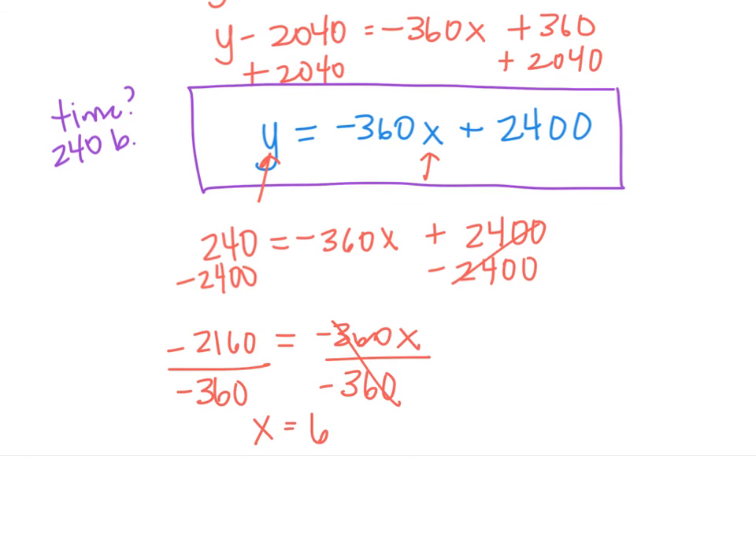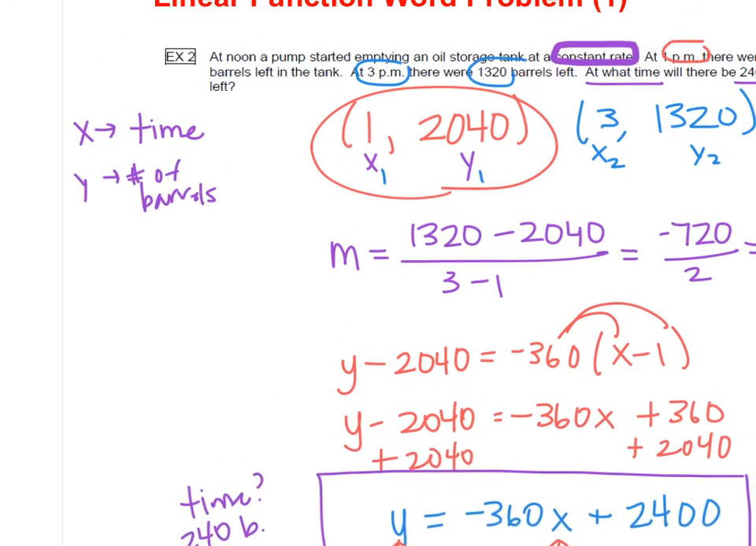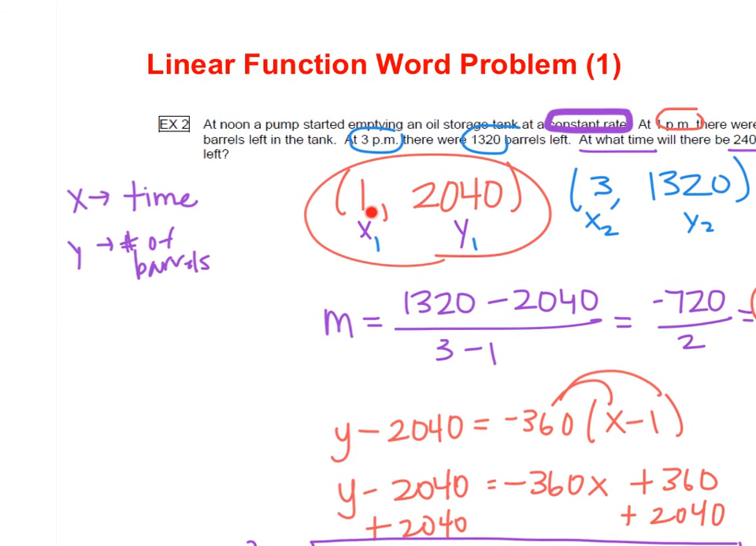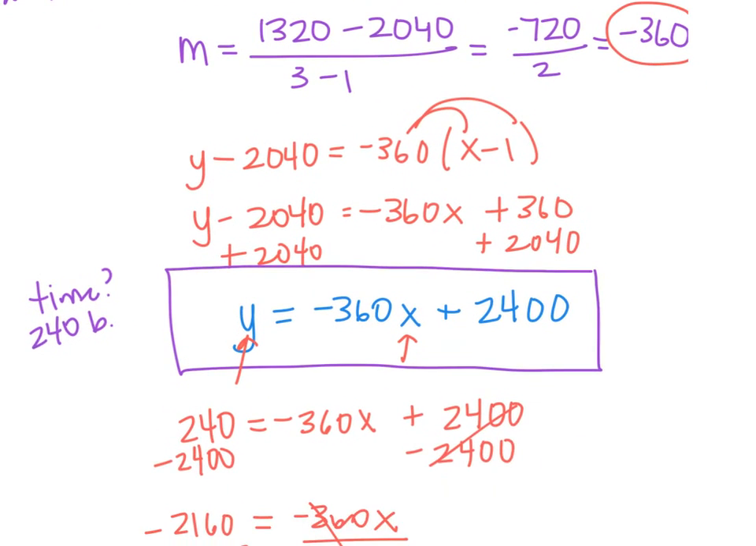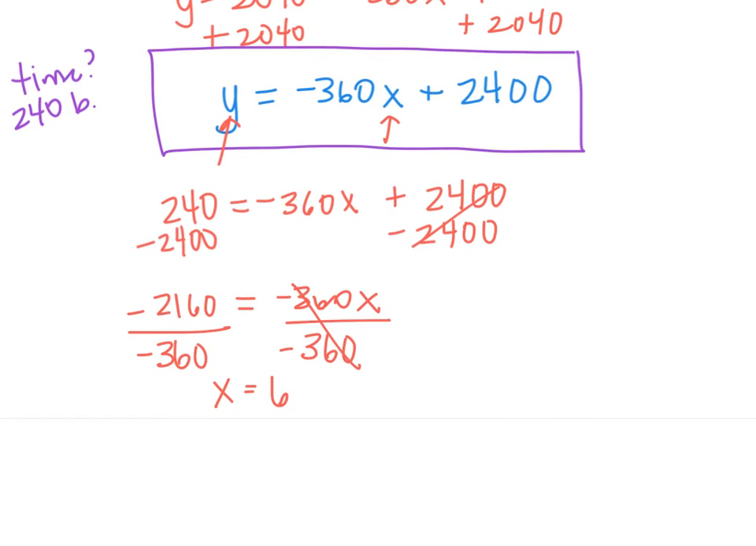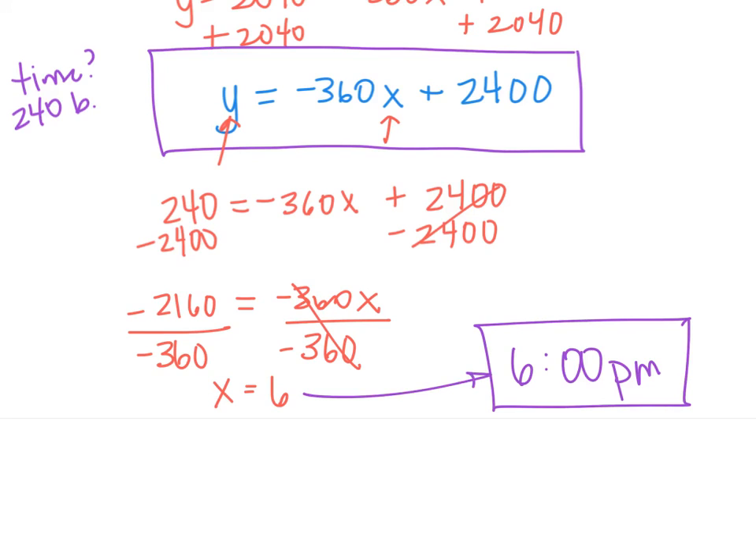So if you remember, our x values represented the time. When our x was a 1, this was 1 p.m., this was 3 p.m. We just figured out that x equals 6. So when will there be 240 barrels? At 6 o'clock p.m. That answers the question.